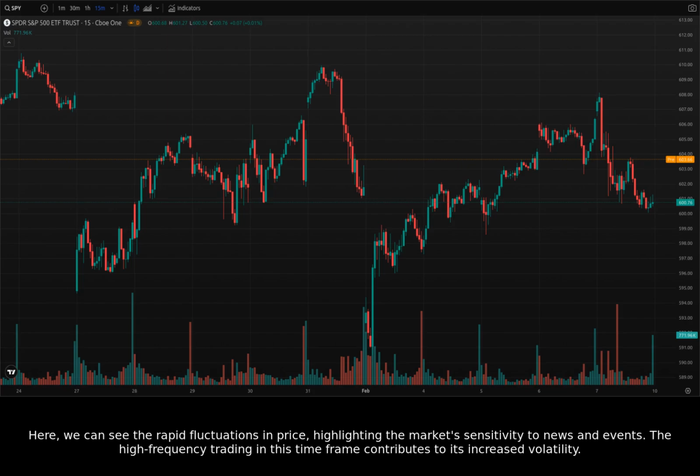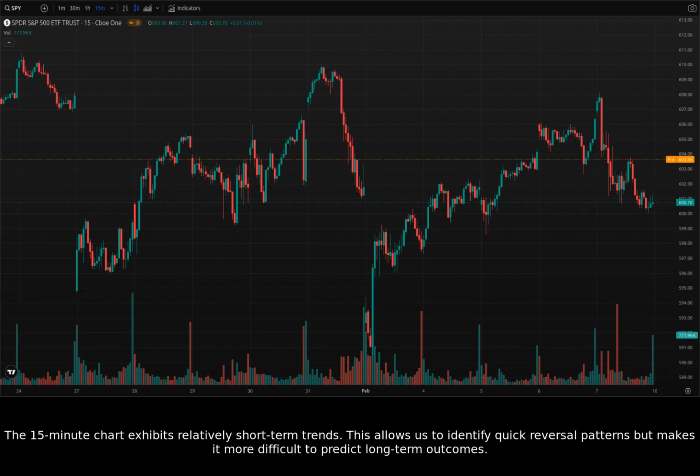The high-frequency trading in this time frame contributes to its increased volatility. The 15-minute chart exhibits relatively short-term trends. This allows us to identify quick reversal patterns, but makes it more difficult to predict long-term outcomes.